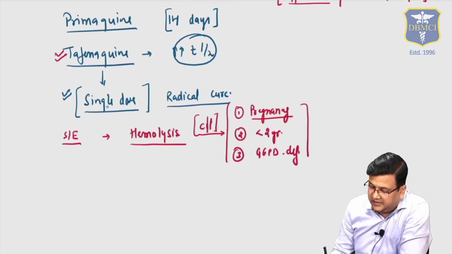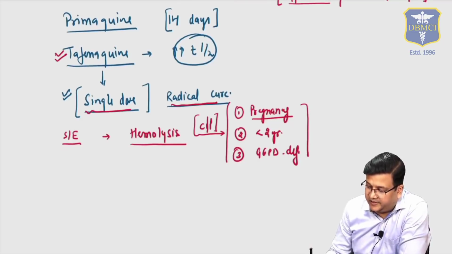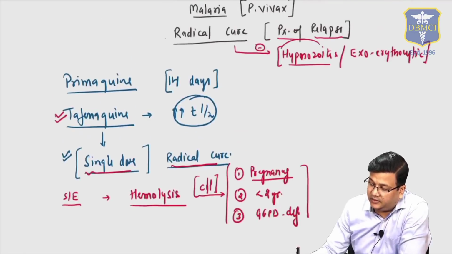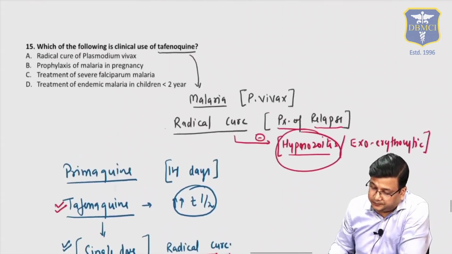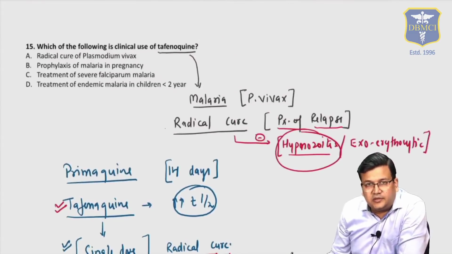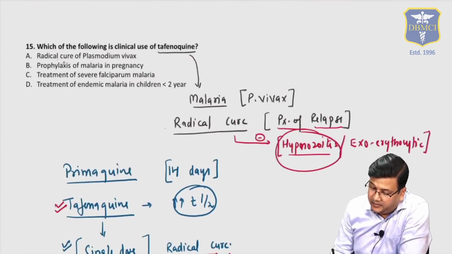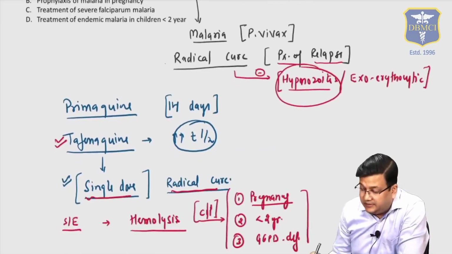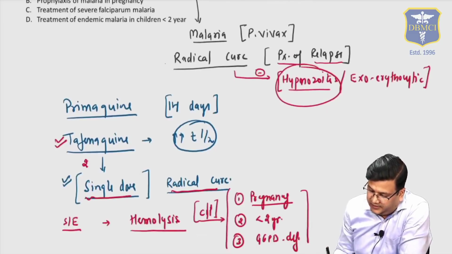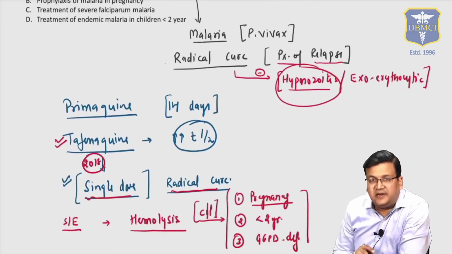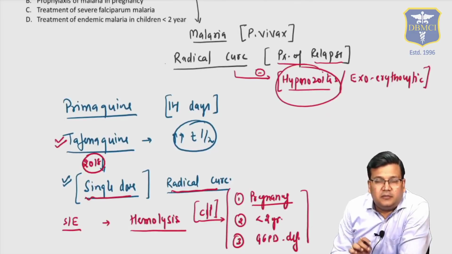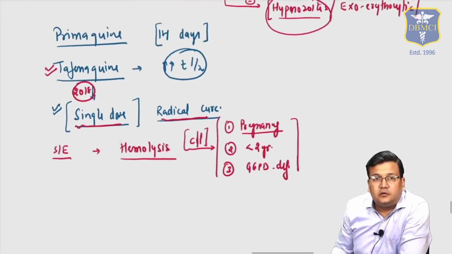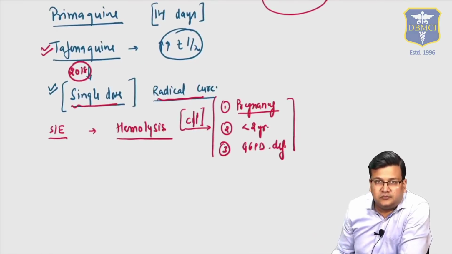Tafenoquine, single dose radical cure. Radical cure means the drug is going to kill hypnozoites. So that is the clinical use of tafenoquine, radical cure of Plasmodium vivax. The drug was discovered in 2018, so it's a very new drug, and still we may not call it drug of choice. It is yet to be evaluated in longer term studies.